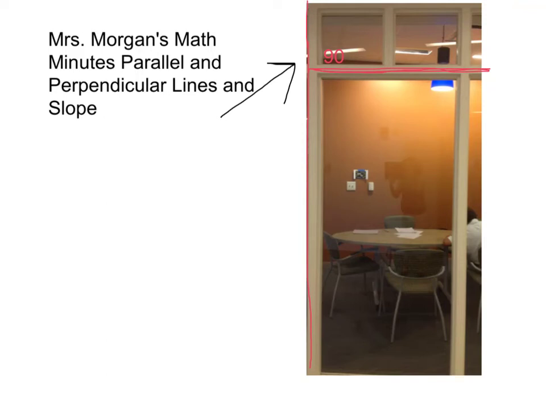Today's lesson involves parallel and perpendicular lines and their slopes. The black arrow is pointing to a 90-degree angle. The two lines here and here are perpendicular to one another. The two lines pointed to in blue are parallel to one another.